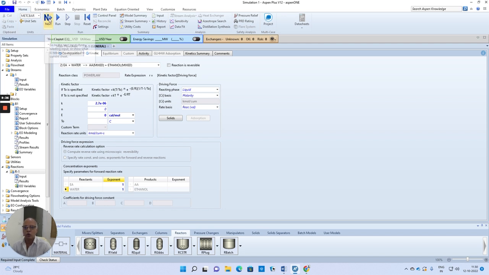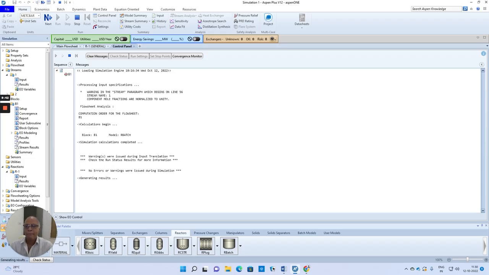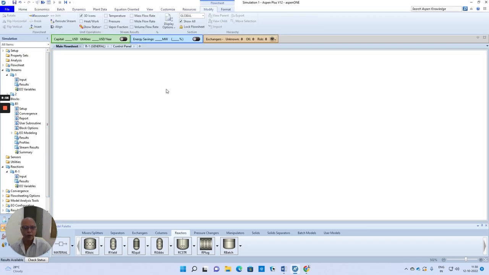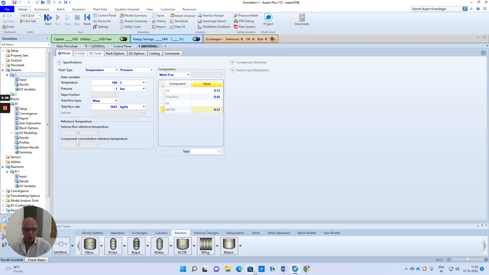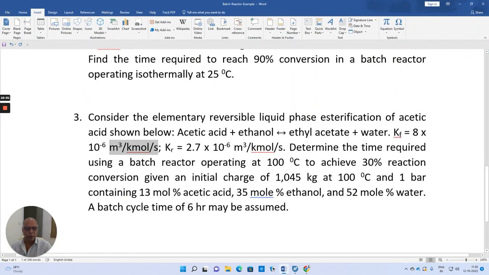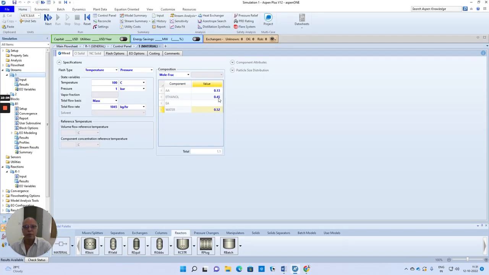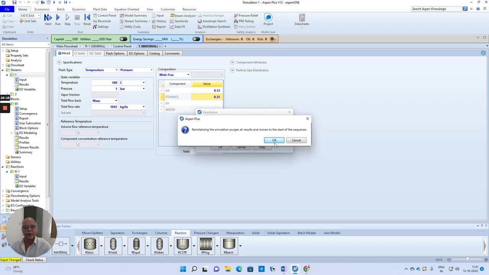So we should be in a position to go ahead with our simulation. I think there is a problem with my input. Stream 1, let me check it. 10%, 35 mole percent. I'm sorry about this. Now the total of mole fractions must be equal to 1. So let me reset the simulation and run it again.